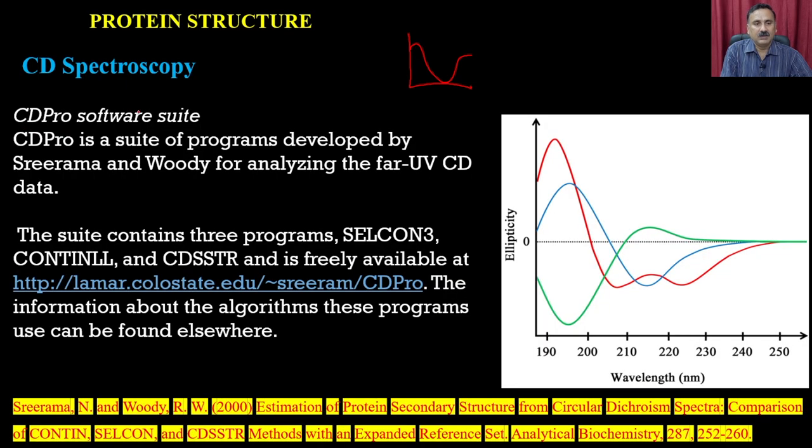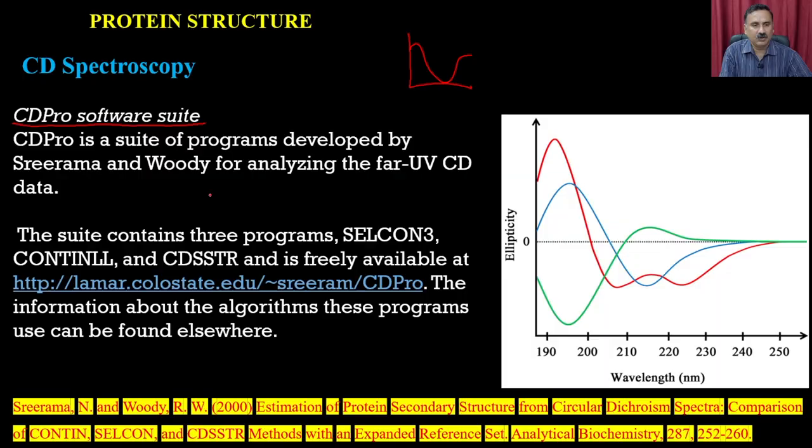That corrected one you can put into the CDPro software suite, and that is going to tell you the percentage of the alpha helix, percentage of the beta sheets, and so on. So, there is a lot of analysis that you can do.